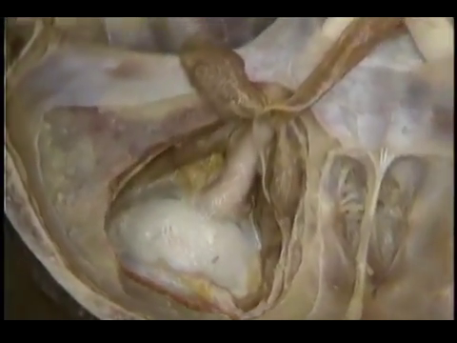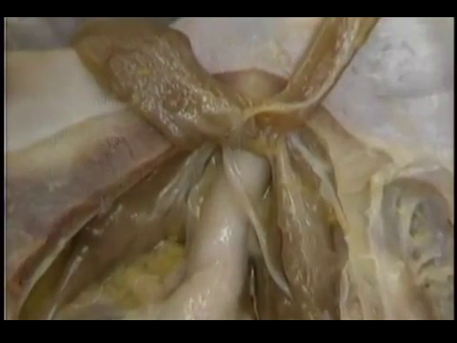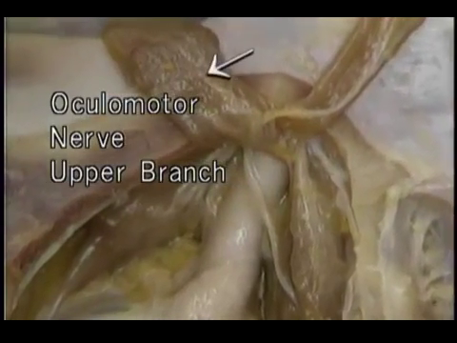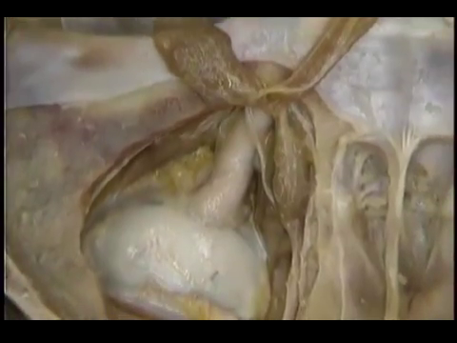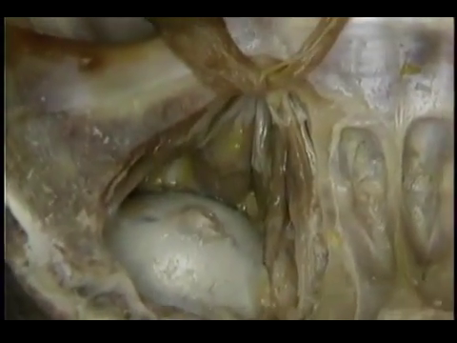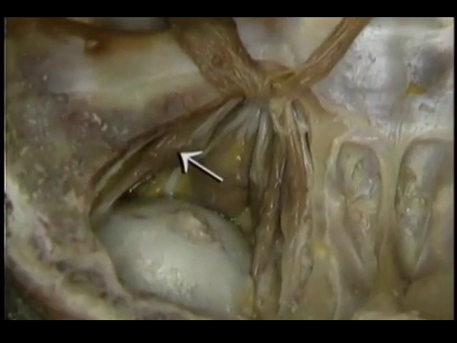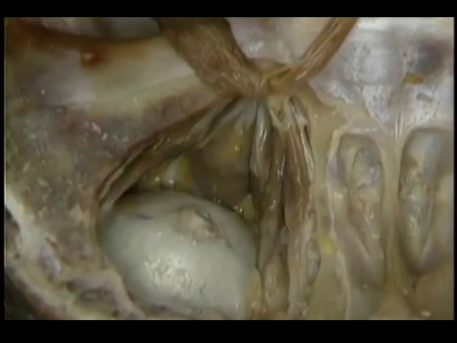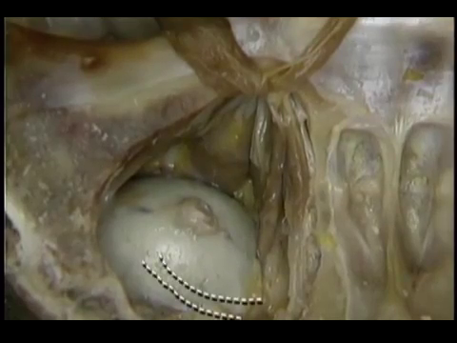The oculomotor nerve divides into an upper and lower branch. Here's the upper branch, supplying the levator palpebris superioris and superior rectus muscles. To see the lower branch, we'll remove the optic nerve. Here again are the medial and lateral rectus muscles. Down here is the inferior rectus. The only muscle not on view here is the inferior oblique, which is beneath the eyeball here.